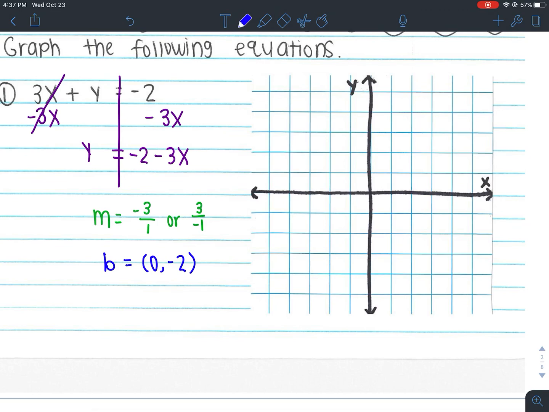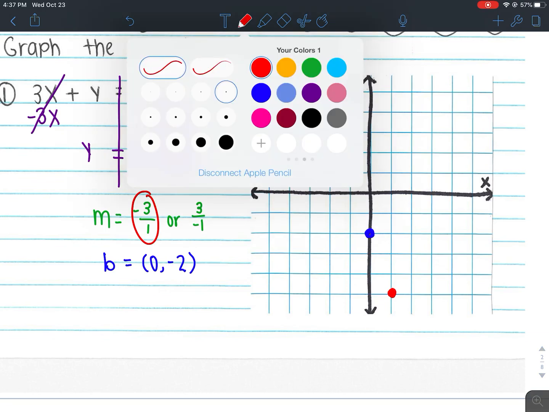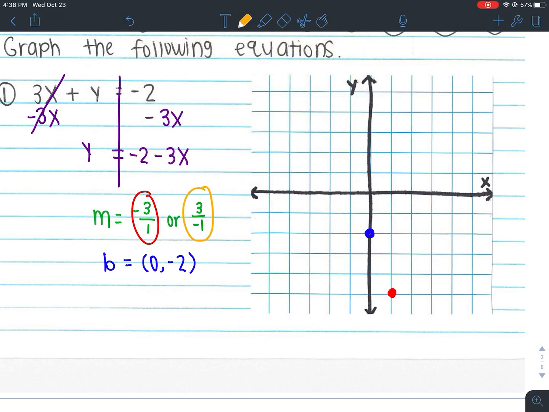When you start graphing, you always want to start with the y-intercept, just like we reviewed at the beginning. So we're going to start at 0, negative 2, on the y-axis at negative 2. I'm going to use the first slope, negative 3 over 1. Starting at my y-intercept, I'm going to go down 3 and to the right 1 because it's positive.